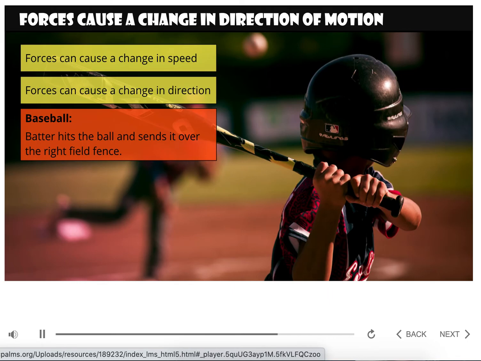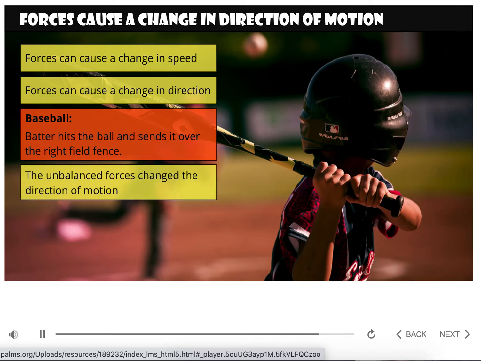In baseball, a batter hits the ball and sends it over the right field fence. Home run! The unbalanced force caused a change in direction of motion. Remember that the forces are unbalanced. One force is greater than the other. This can lead to a change in direction of motion.